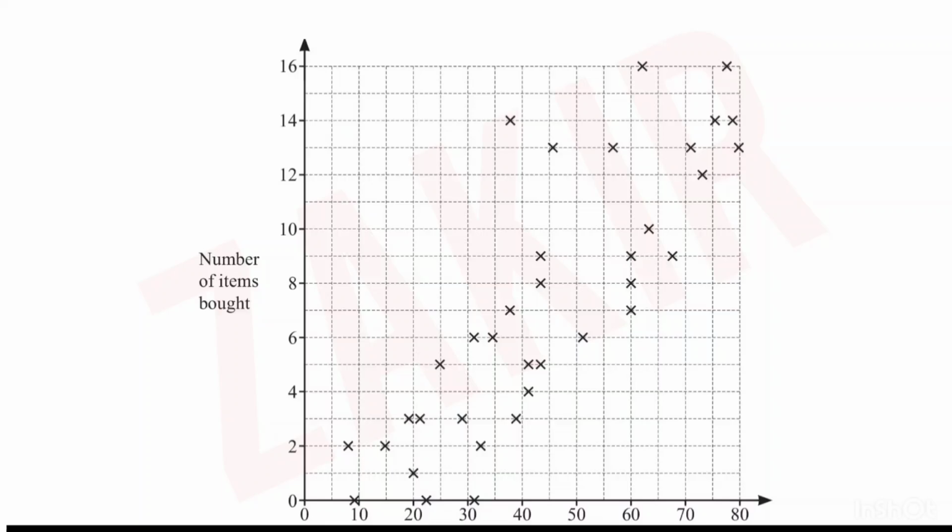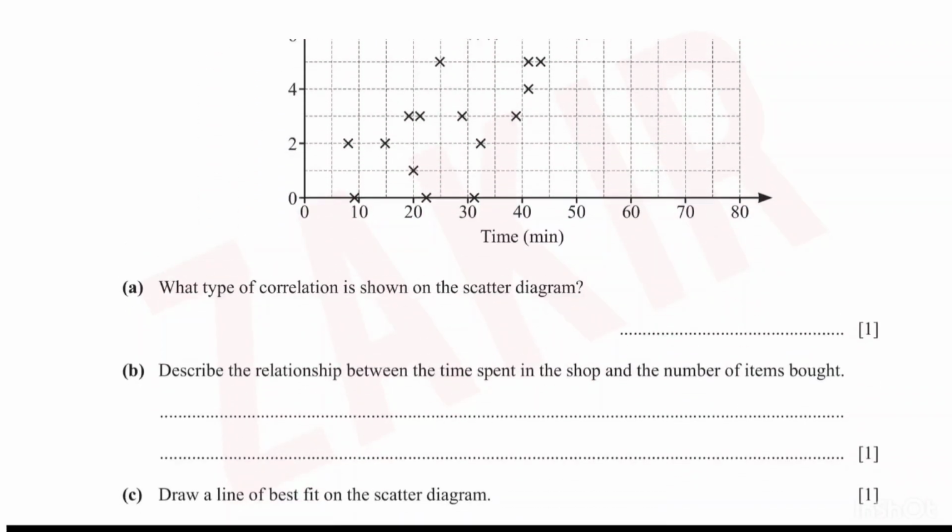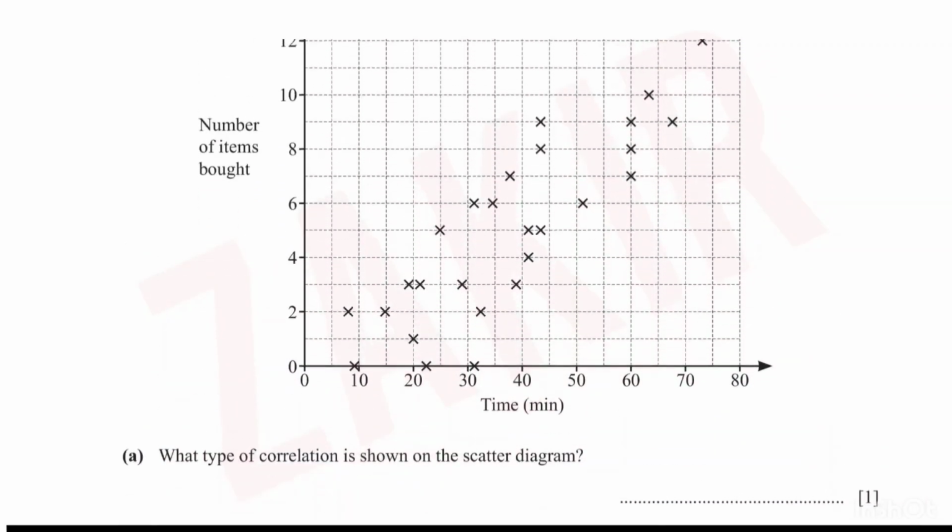This is IGCSE 0580 question paper 1-3 May June 2023. In this question, a scatter diagram is given and we are asked to look at this and to answer some questions. And what are these questions, right? Looking at the diagram, we have to identify some facts. So what is it? What type of correlation is shown on the scatter diagram, right?